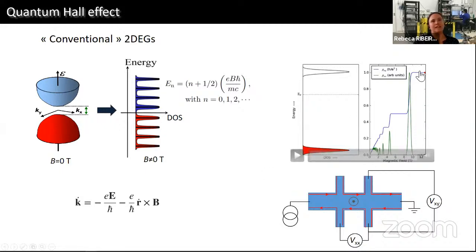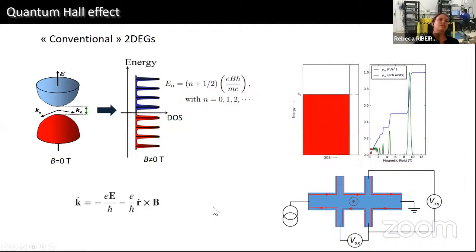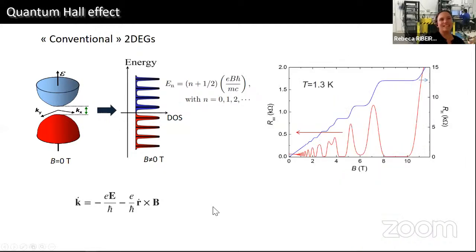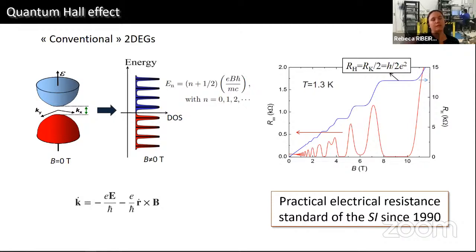This quantization of the transverse resistance is so well quantized. In fact, it depends only on fundamental constants of nature, such as Planck's constant and the electron charge. It is such a robust effect that it has been used as a practical electrical resistance standard of the International System of Units since the 90s.